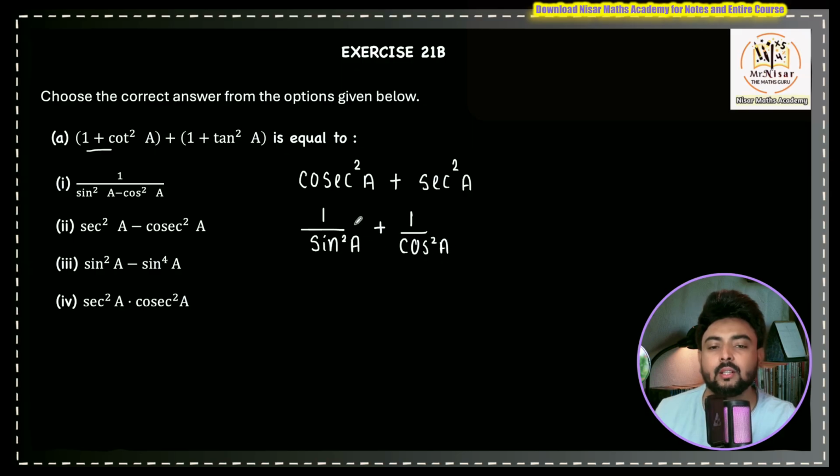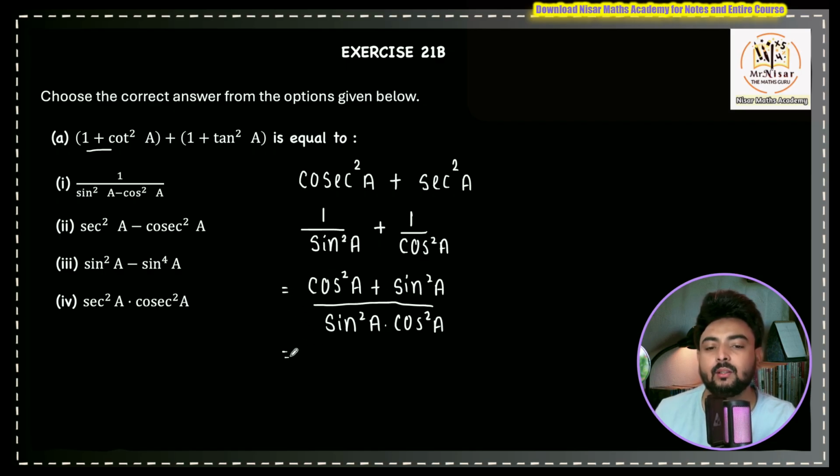Now what we'll do, children? Cross multiplication, 1 into cos square A, it will be cos square A plus sine square A into 1, it will be sine square A upon sine square into cos square A. So what we are doing here, cross multiplying it. Whenever the denominators are not same, we do cross multiplication. Now you say it is cos square A plus sine square A, or sine square A plus cos square A. What it becomes? It becomes 1.